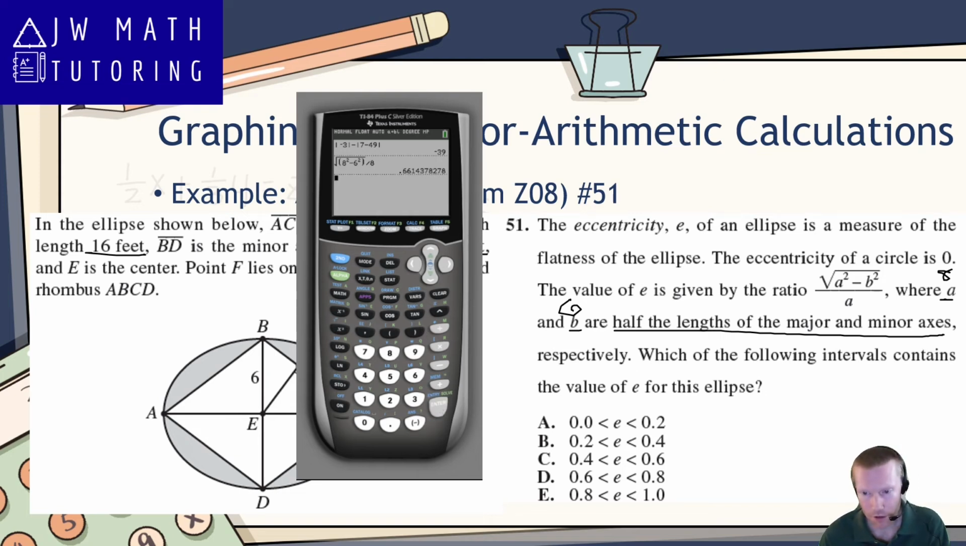0.661, so that is between 0.6 and 0.8. So the correct answer is just going to be letter D right there. And that's it. Takes you maybe 10 seconds, 12 seconds just to punch the whole thing into the calculator and get your answer. Don't worry about trying to do it by hand or in your head or anything. Just do any and all arithmetic calculations on the graphing calculator whenever possible.